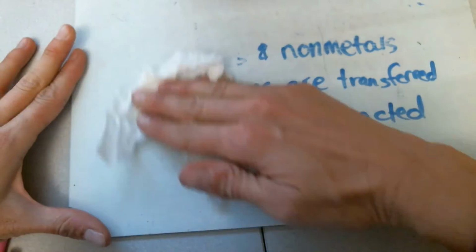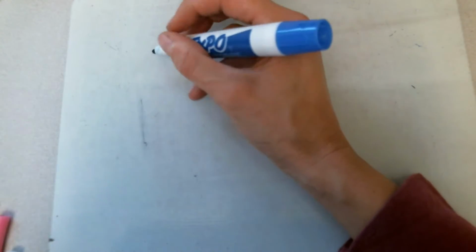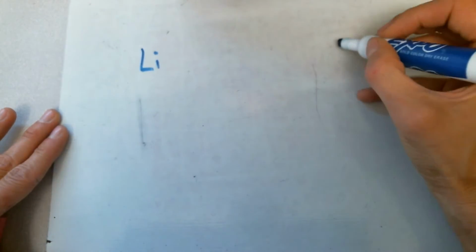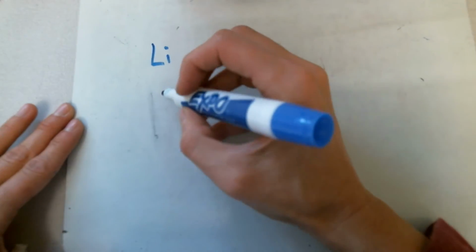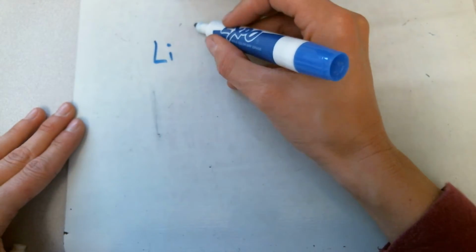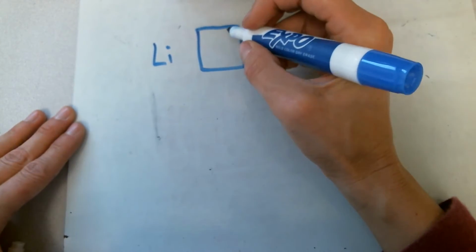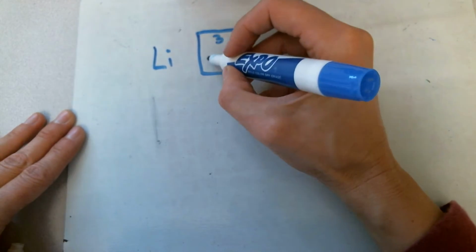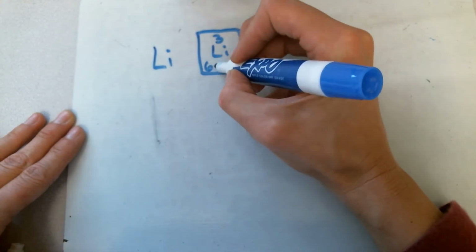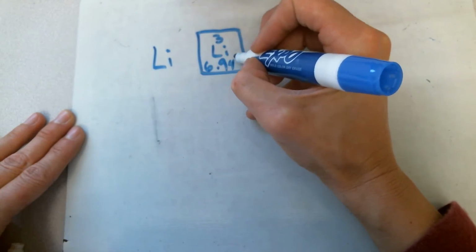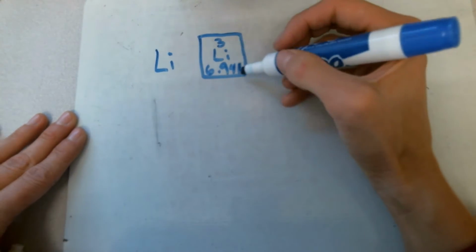Okay, so let's take a look. Let's draw some ions and talk about why they're ions. So let's start by looking at lithium. Let's draw a lithium atom over here. If we remember from last video, lithium has 3 as an atomic number and 6.941 as its atomic mass.